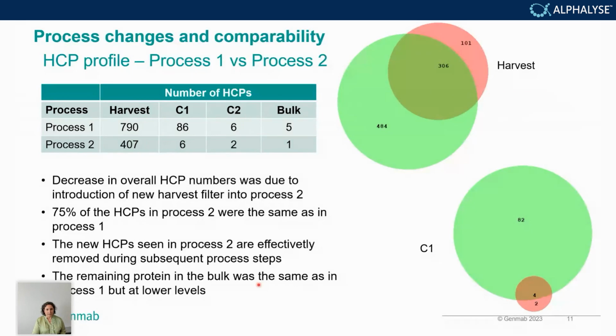So in this comparability assessment, we could determine that we had a good reduction in process 2. It wasn't a worse process than process 1, and we only had 1 protein left in the DS bulk.